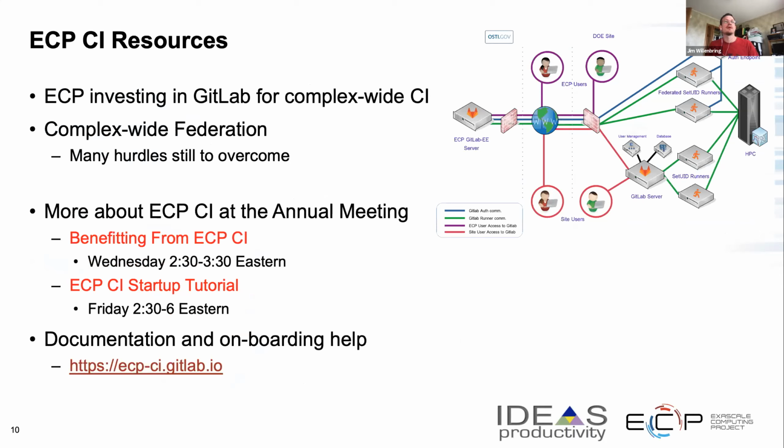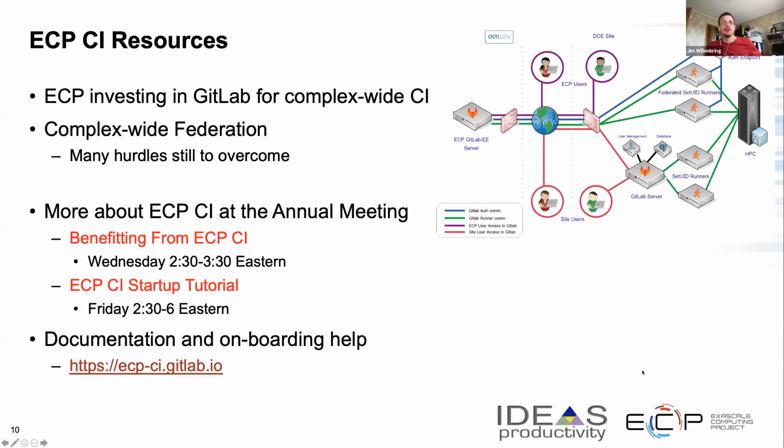So I talked through some of the examples already. I did want to point out ECP has some CI resources, and there is still an effort towards a complex-wide CI experience where you can have your jobs run across a broad set of machines at different sites. This complex-wide federation is still very much in development, but there are site-specific CI solutions for every site now. And so there's a lot that people can do right now, even without this federated runner model.